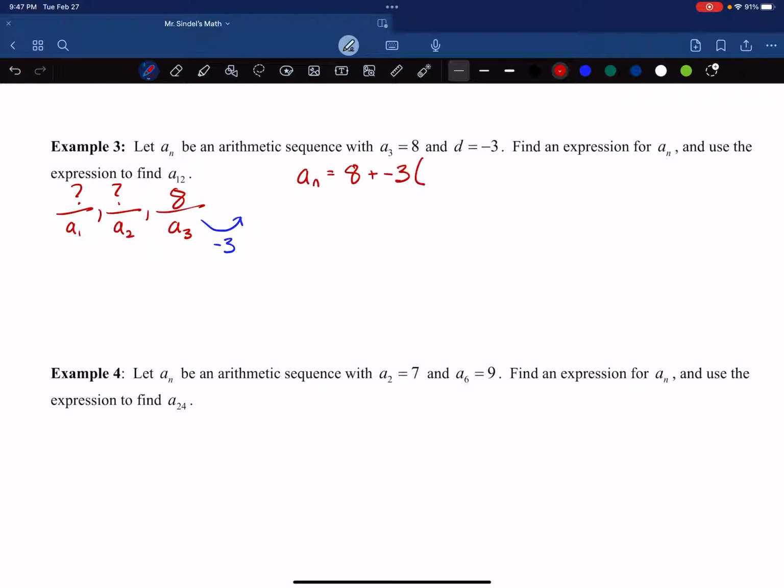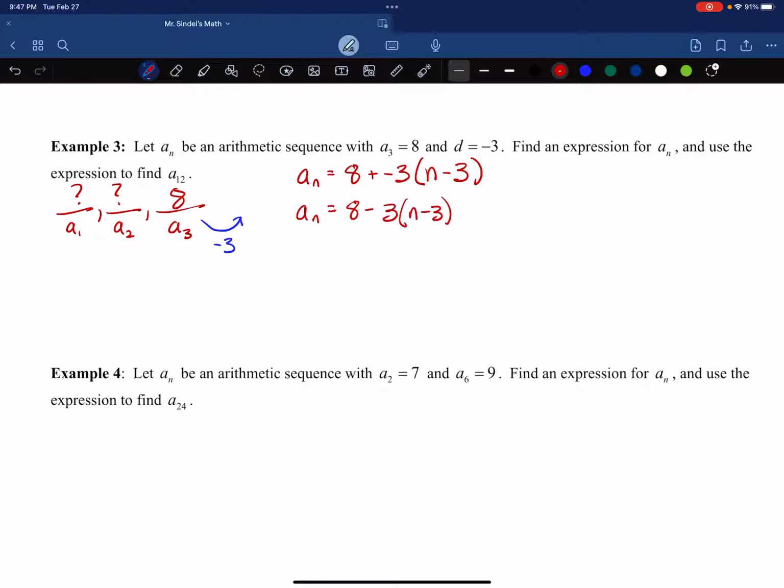And then you're going to multiply by n minus whatever that term number was. This term is 8 and is the third term. So this 3 is going to go in here for n. And there's our formula. I can simplify it a little bit and say, really, a sub n is equal to 8 minus 3 times n minus 3.